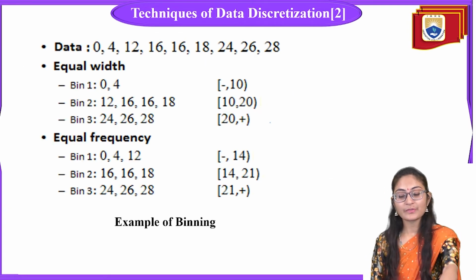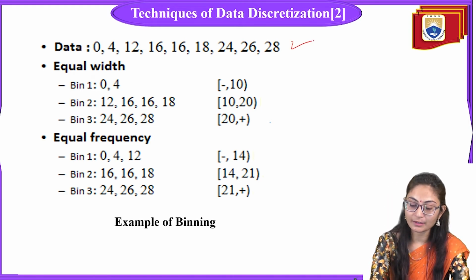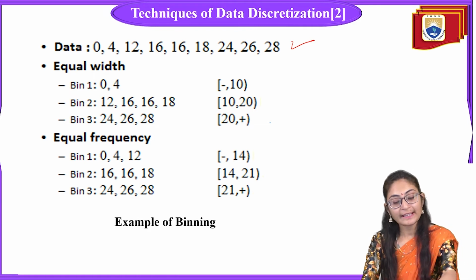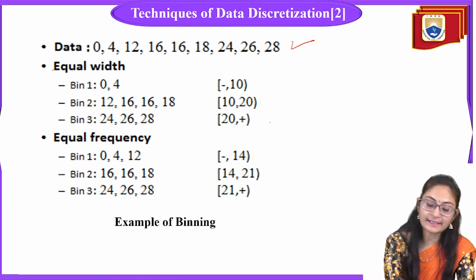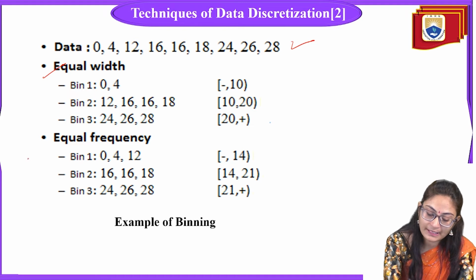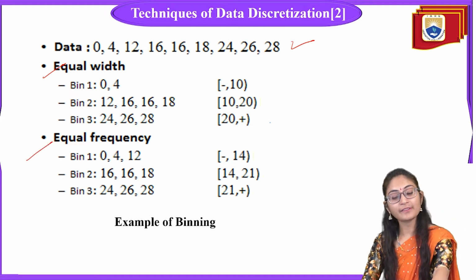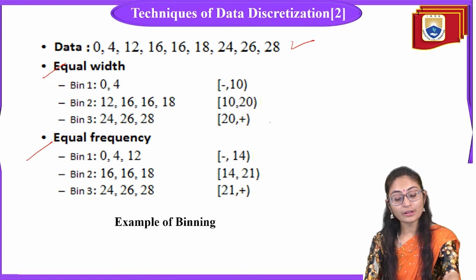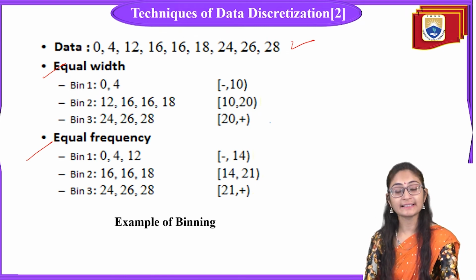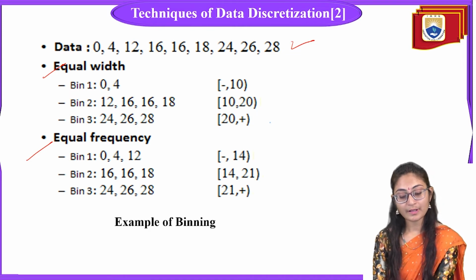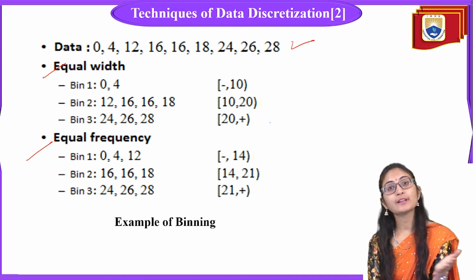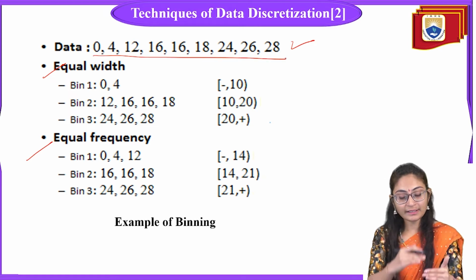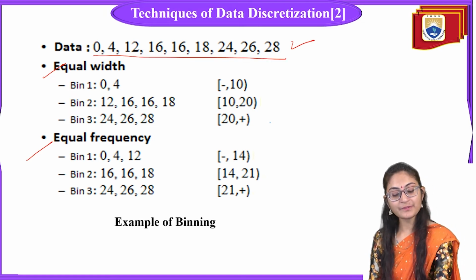For example, we have some data containing values from 0 to 28 randomly. I divided this data by using equal width and equal frequency. On the basis of equal width, I have divided that data. 0 to 4, bin 1, bin 2, bin 3. I stored this data in the form of bins, and I created the bins.